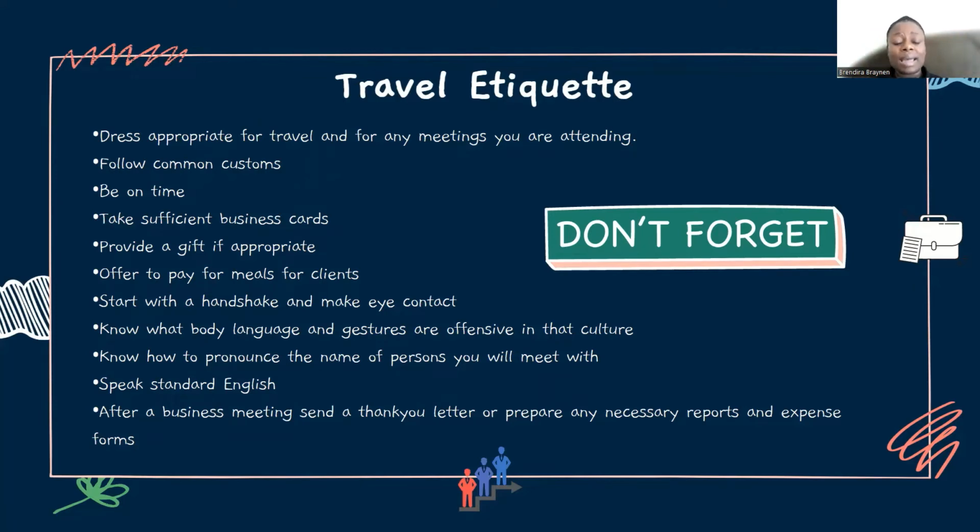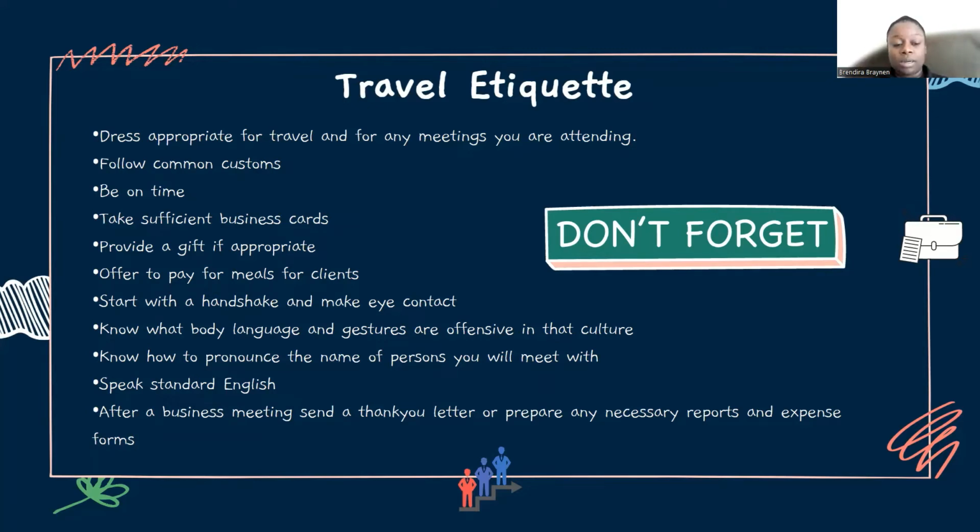You want to make sure you're always on time for every meeting. You want to take sufficient business cards to give out your information, so that whomever you're meeting with has clear information, or anybody that you come in contact with that is helpful, you can give them your information as well. If possible, provide gifts if it's appropriate in that country. If they accept business gifts, you want to provide that as well. Offer to pay for any meals for your client. You don't want to take somebody out on a business meeting and not pay the bill, unless they requested that you come, then that's different. If you request to meet with them, you want to cover that bill.